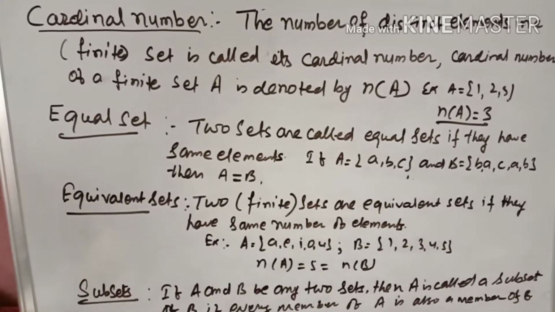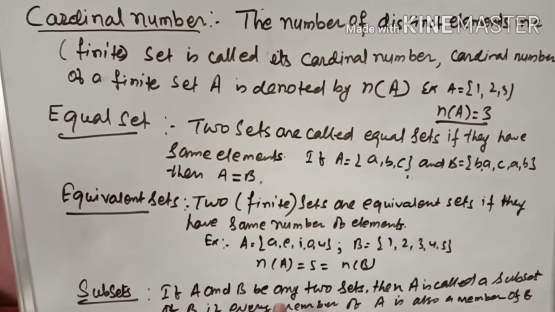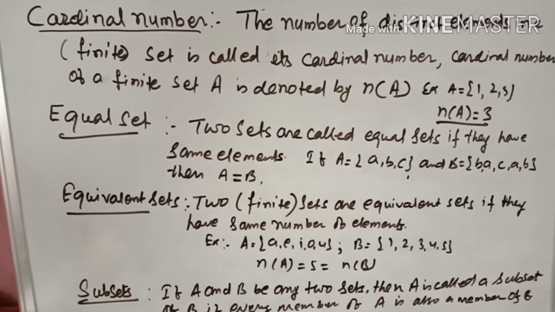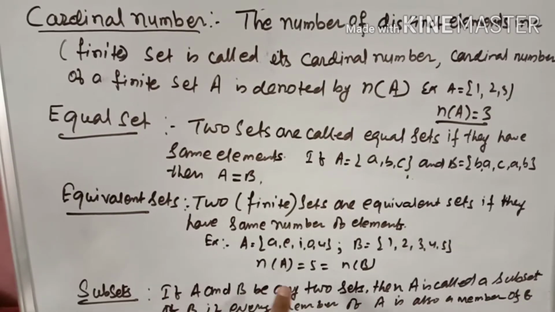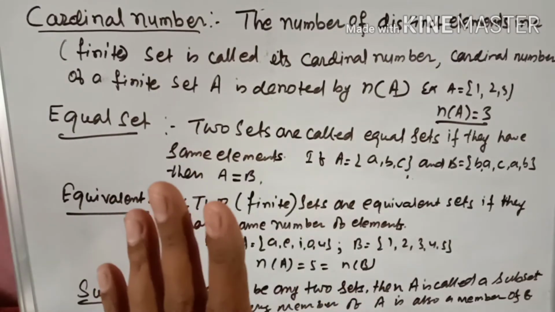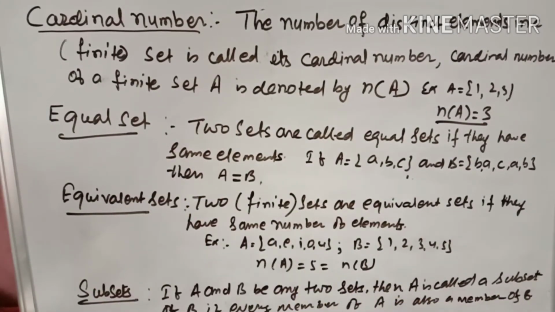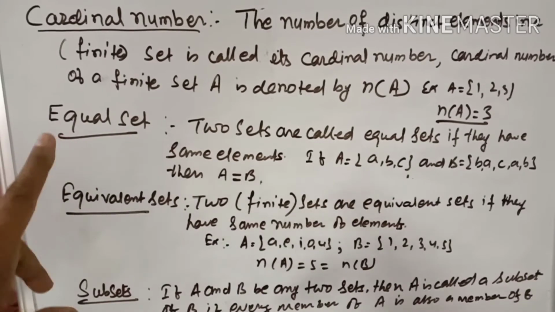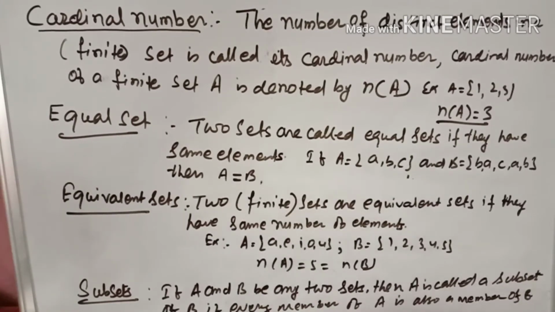What do you mean by subsets? If A and B are any two sets, then A is called a subset of B if every member of A is also a member of B. Now from here I am going to solve a few sums according to your exercise.